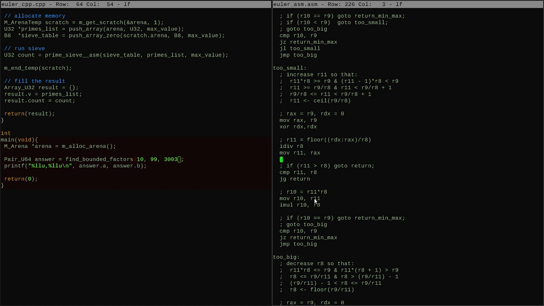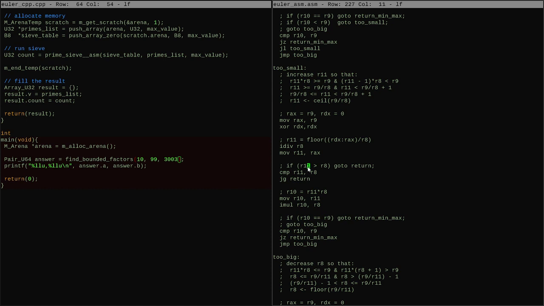Then we're going to check our R11, which might not be right. It might be too small. When we take this here, it might have rounded down and we wanted to round up. So we'll look at the remainder. If the remainder is 0, then we return min-max. If the remainder is non-zero, we will inc R11 by 1.